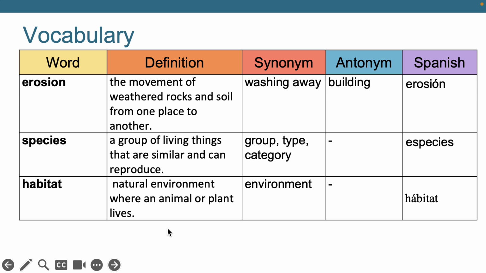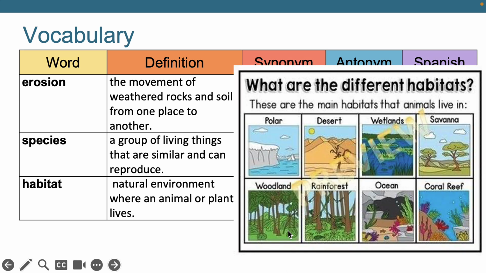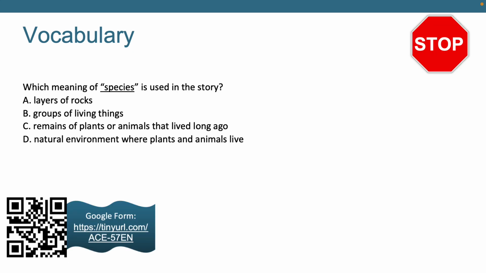Our next vocabulary word is habitat. Habitat is a natural environment where an animal or a plant lives. A synonym would be environment. Y en español decimos hábitat. And if we look at this picture, there's different types of habitats. So for example, there could be a desert habitat, a rainforest habitat, or even an ocean.